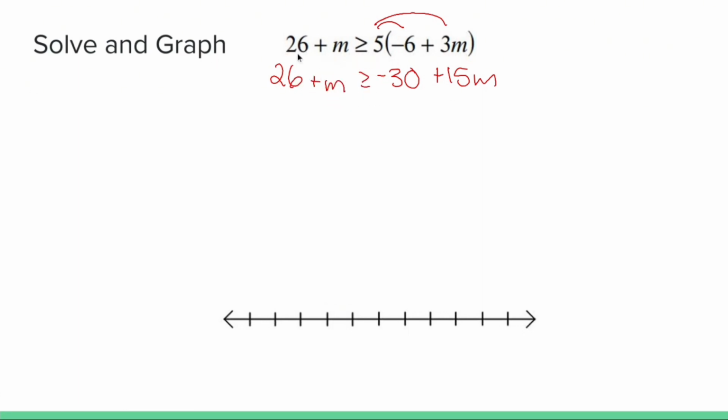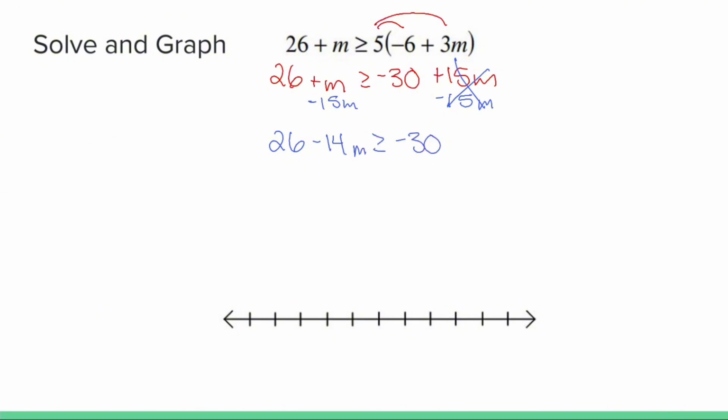Now we have variables on both sides of the equal sign. With inequalities, I prefer to have my variable on the left side, so I'm going to subtract both sides by 15m, just like that. That crosses out, and now we have 26. M minus 15m is minus 14m is greater than or equal to negative 30.